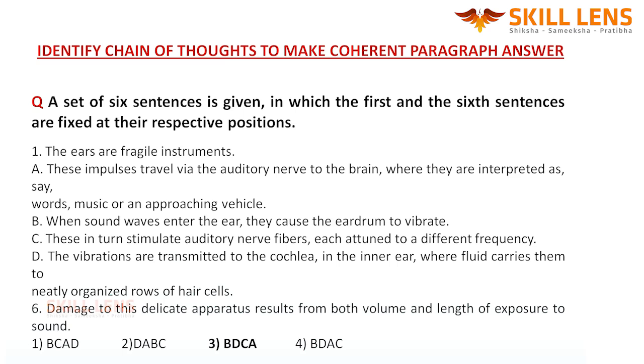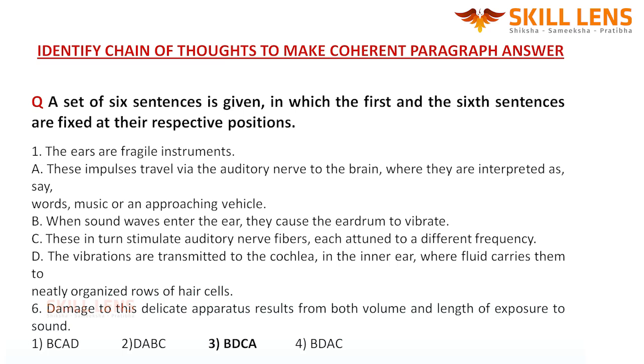We finally use sentence A. These impulses travel via the auditory nerve. Now you can see that sentence C introduces the word auditory nerve, and sentence A further explains to us what auditory nerves do. They take the impulses to the brain where they are interpreted as, say, words, music, or an approaching vehicle. And finally, 6 is the concluding statement, which says damage to this delicate apparatus results both from volume and length of exposure to sound.